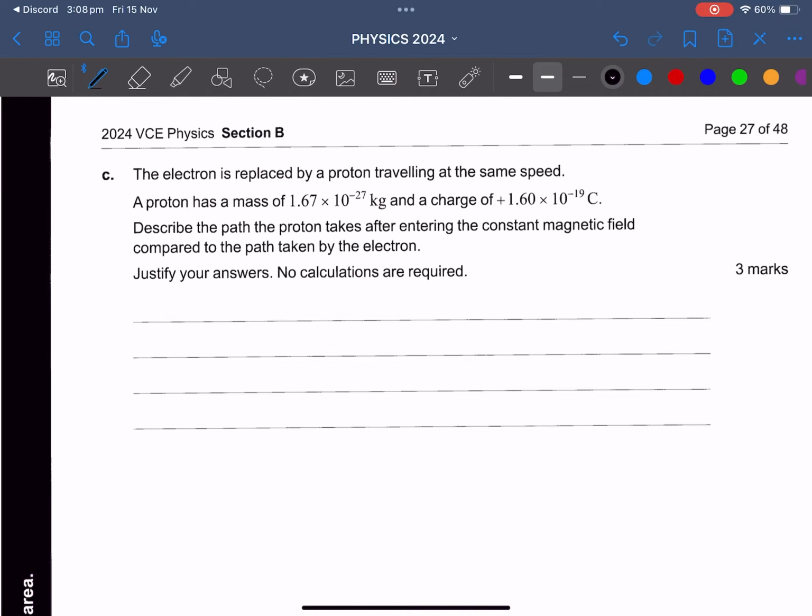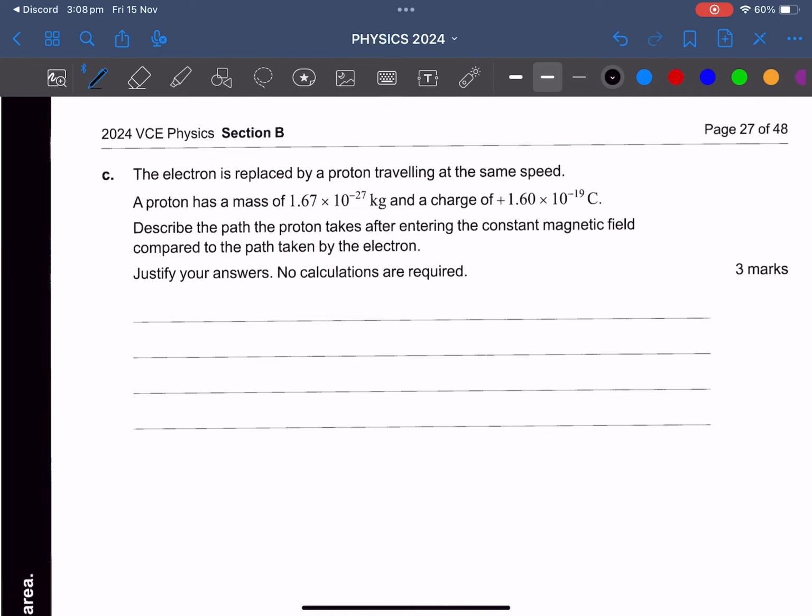A proton has a mass of 1.67 times 10 to the negative 27 kilogram, and a charge that is positive. So describe the path that the proton takes after entering the constant magnetic field compared to the path taken by the electron. Justify your answers, no calculations are required.